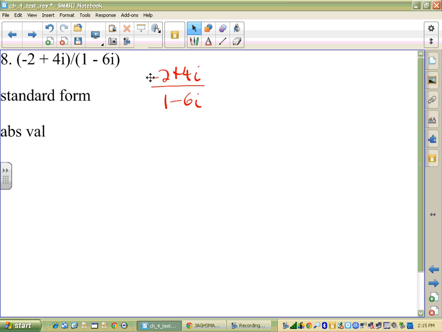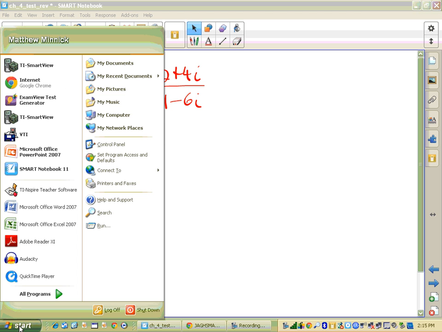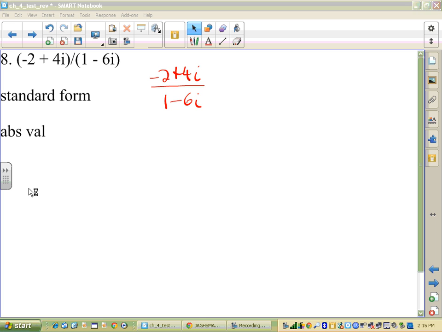Anyways, on this one, I would use my calculator to get the answer. It's going to take you 10 minutes to do this one without the calculator. So in standard form, negative 2 plus 4i over 1 minus 6i. Just make sure you use the right i, not the left i, not the wrong i, but the proper, correct i.